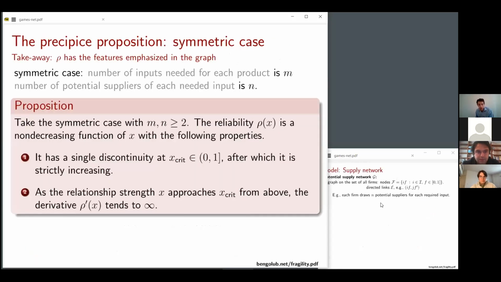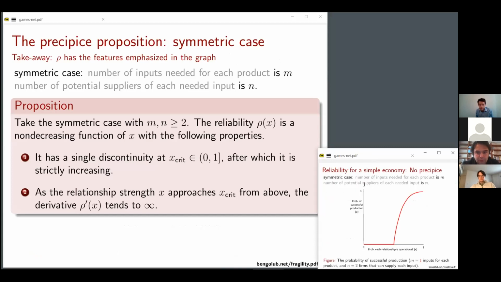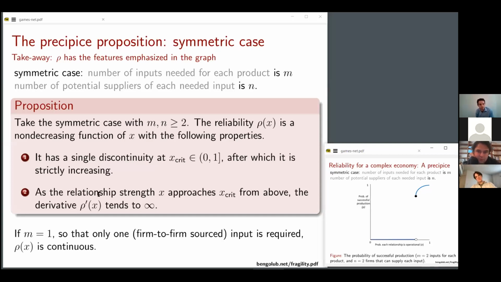So this proposition formalizes the precipice result that was presented here pictorially. It says that certain features evident in this picture are general. There's a single discontinuity. The function is strictly increasing after that. And around the discontinuity, the marginal return in reliability to making your pipes a little bit better is infinite. So it's a transition that's discontinuous and has a very steep derivative there. If you have this simple case, then rho of x is continuous.